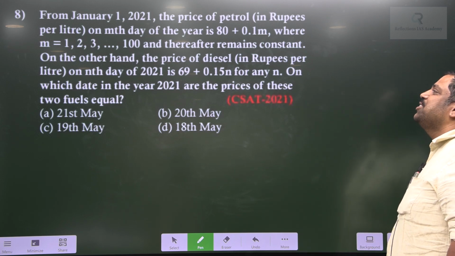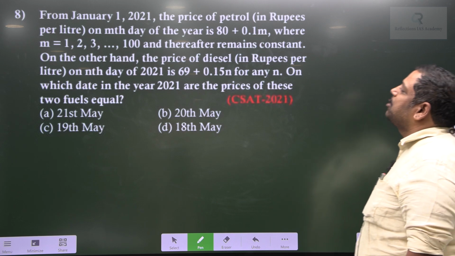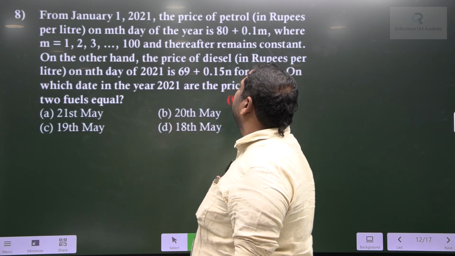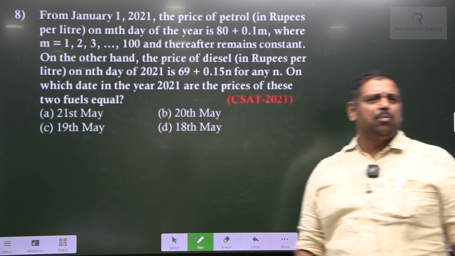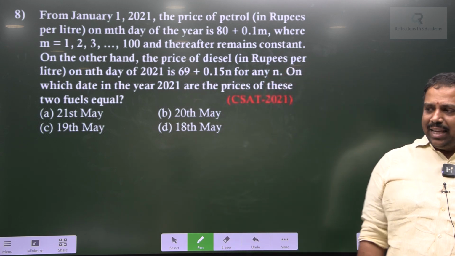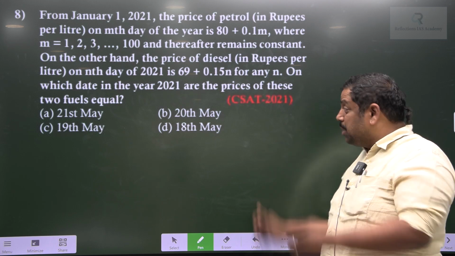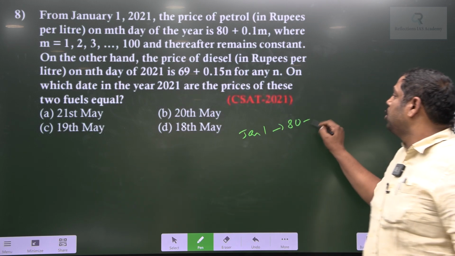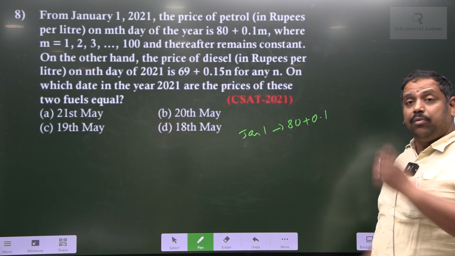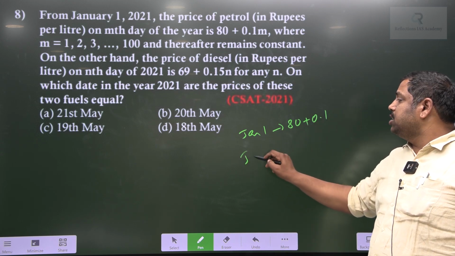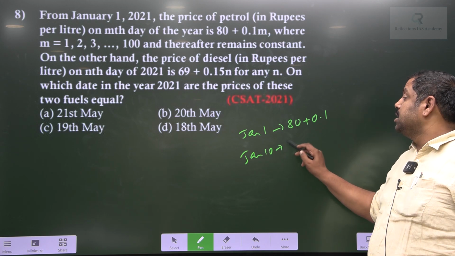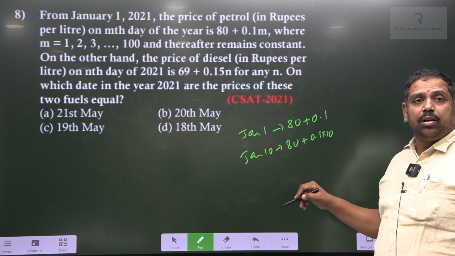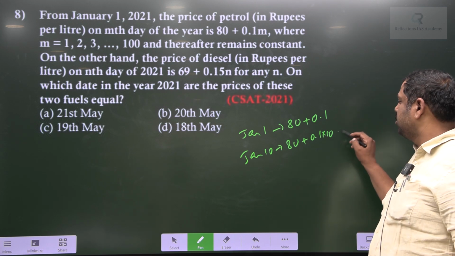From January 1st, 2021, the price of petrol in rupees per liter on the mth day of the year is 80 plus 0.1 m. Suppose you take January 1st, then it will be 80 plus 0.1. It is the first day, right? Suppose on January 10th, 80 plus 0.1 into 10, right or wrong? That is 1. Because that is the 10th day.